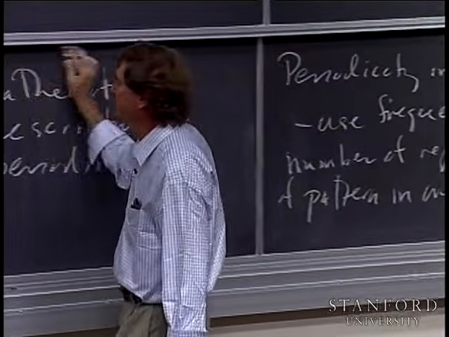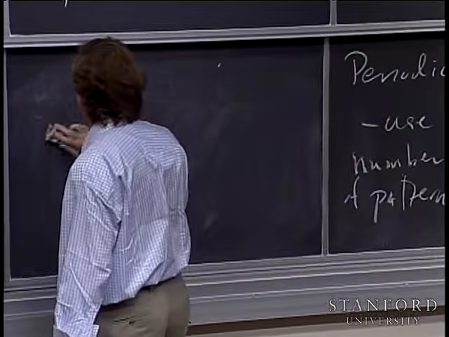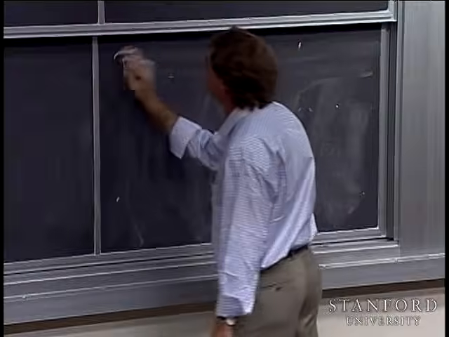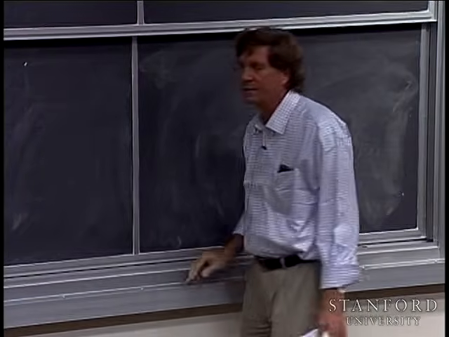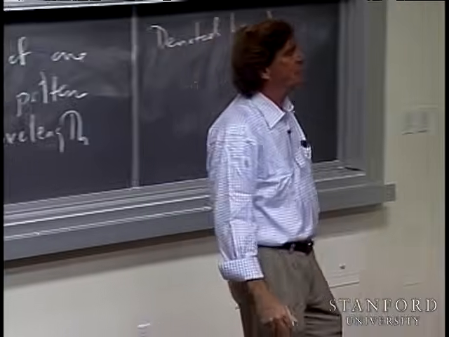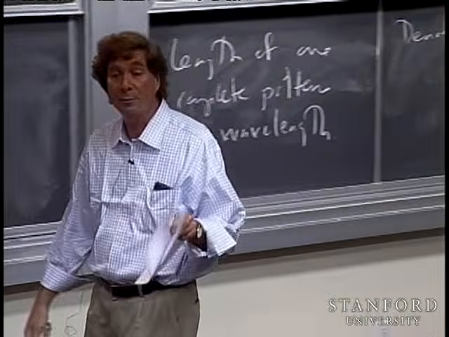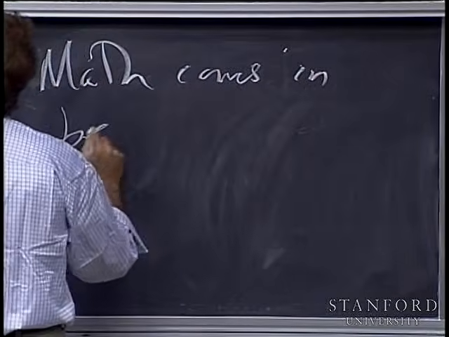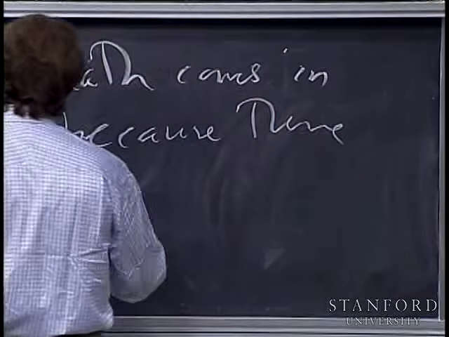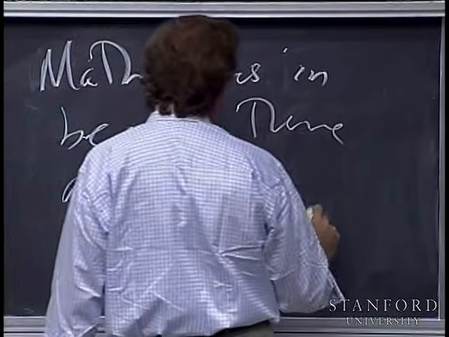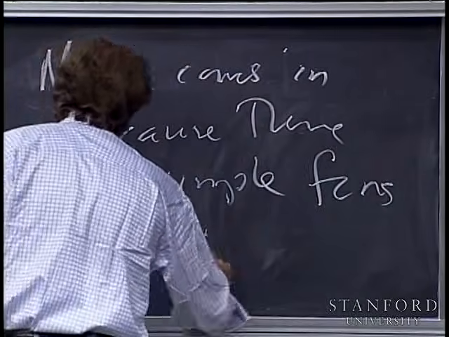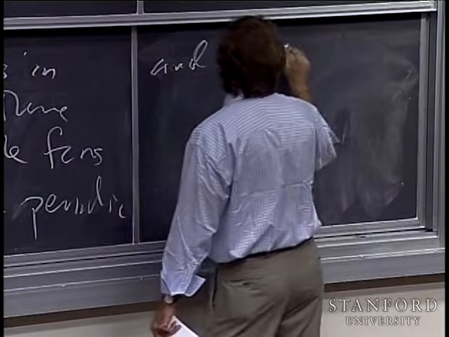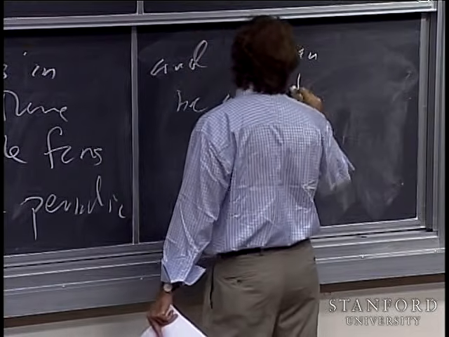Why does mathematics come into this in the first place? I mean, periodicity is evidently a very physical type property. Why does it allow any kind of mathematical description? Well, it does because there are very simple, maybe not so simple, mathematical functions that exhibit periodic behavior and so can be used to model periodic phenomena. So math comes in because there are simple mathematical functions that are periodic, that repeat, and so can be used to model periodic phenomena.